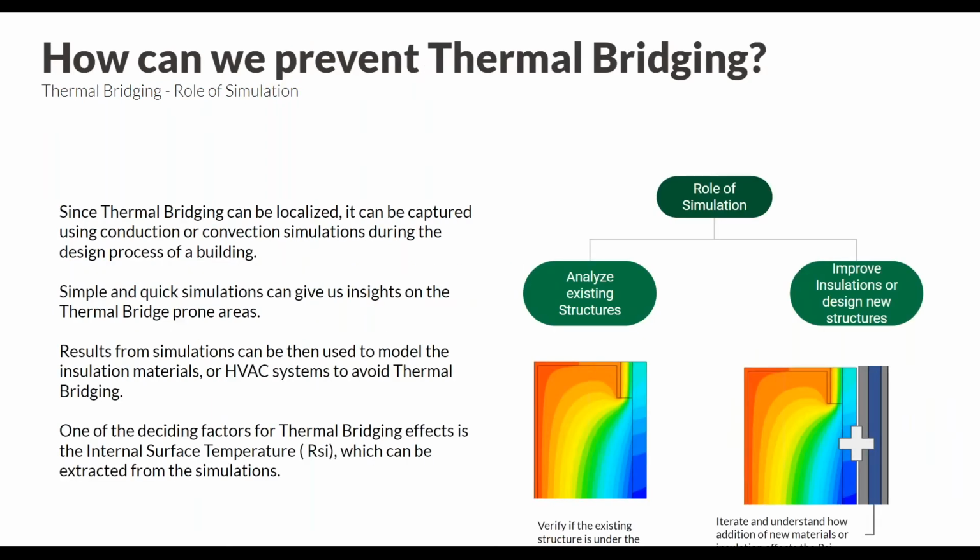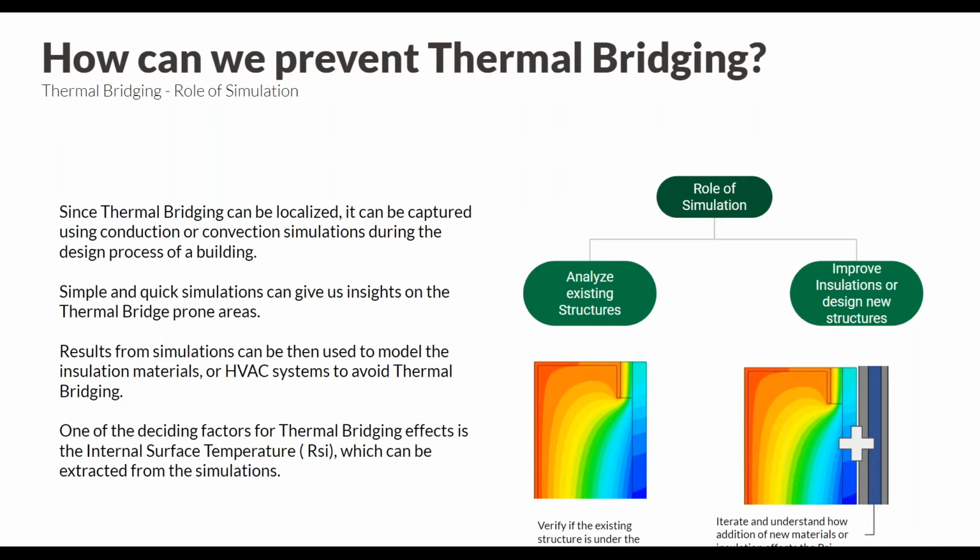All right. We spoke about simulation and the role of simulation in helping with thermal bridging effects and also how to prevent them. So we can put this into two main categories. If you take a simulation, you can analyze the existing structures to make sure you're under compliance or whether you're prone to thermal bridging, and then you can take measures based on that.